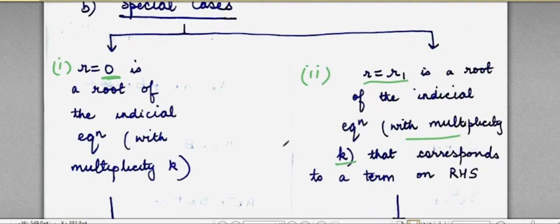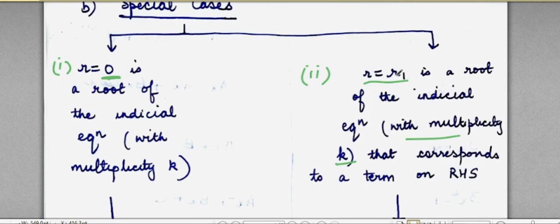I am repeating that there are two special cases when you need to modify your simple trial yp's. The first is if r equal to 0 is a root. The second is if there is a root of the characteristic equation which is corresponding to a term on the right hand side. Now if r equal to 0 is a root, then instead of normal trial yp, you will take the terms which arise out of its integration done as many times as is 0 the root.